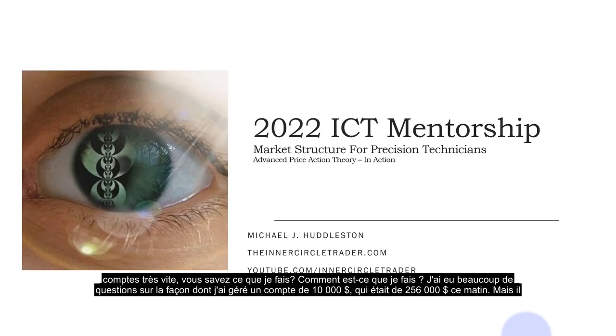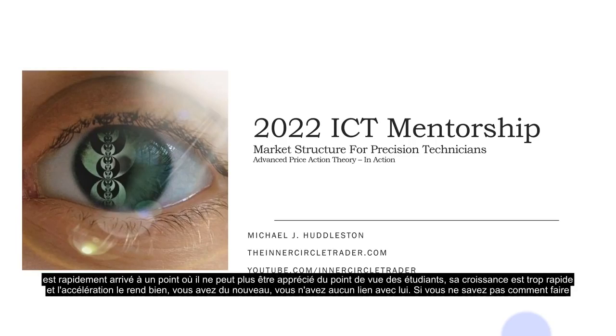I got a lot of questions as to how I ran the $10,000 account up to $256,000 this morning. But it quickly got to a point where it no longer can be appreciated from students' perspective. It's too fast of growth, and the acceleration just makes it, well, you have no connection to it.